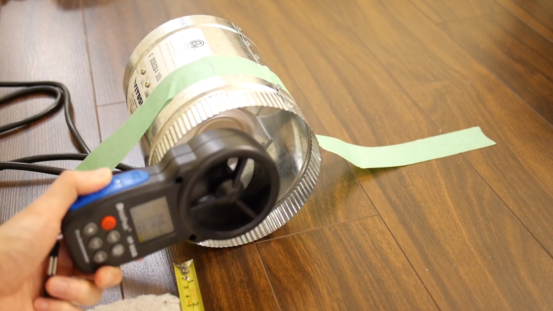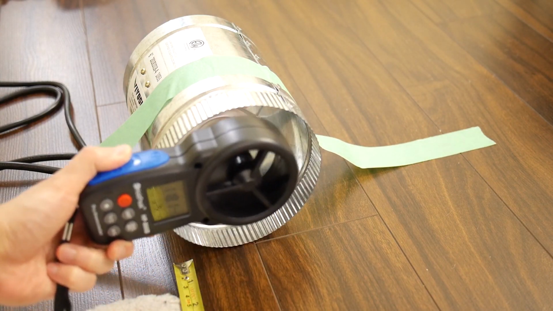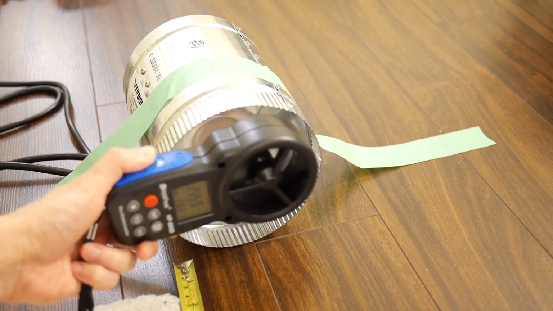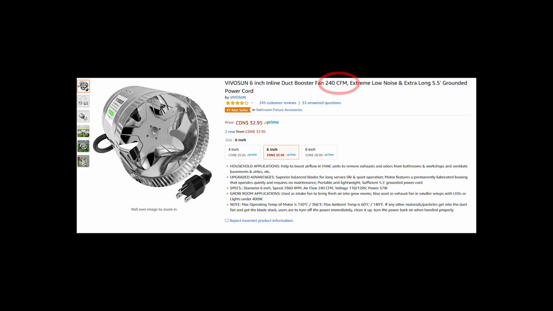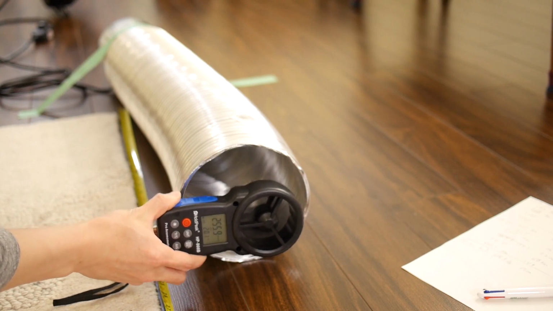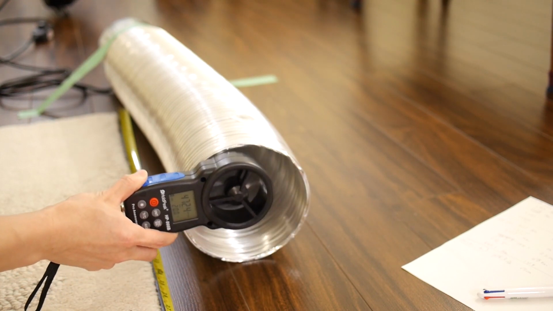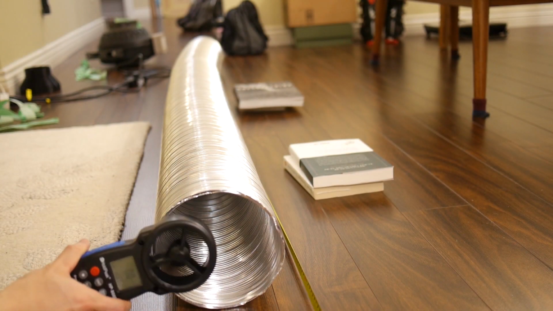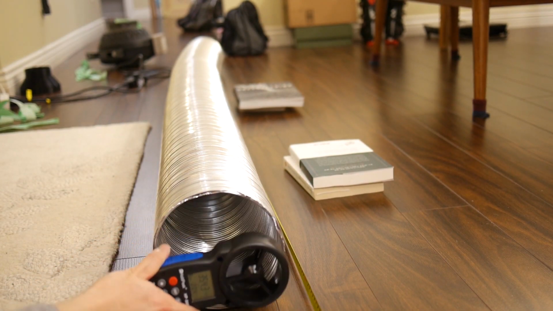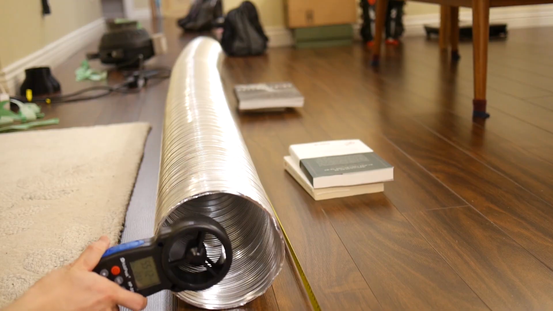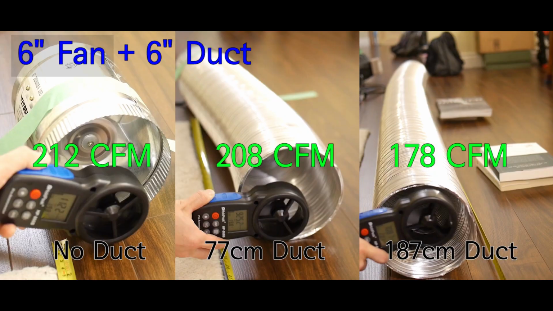My 6-inch fan was measured at 212 CFM without the duct, which is quite close to their advertised number of 240 CFM. When the 77 cm duct is connected, the flow rate became 208 CFM. And when the longest duct is connected, it became 178 CFM. And this is the summary for the 6-inch fan.